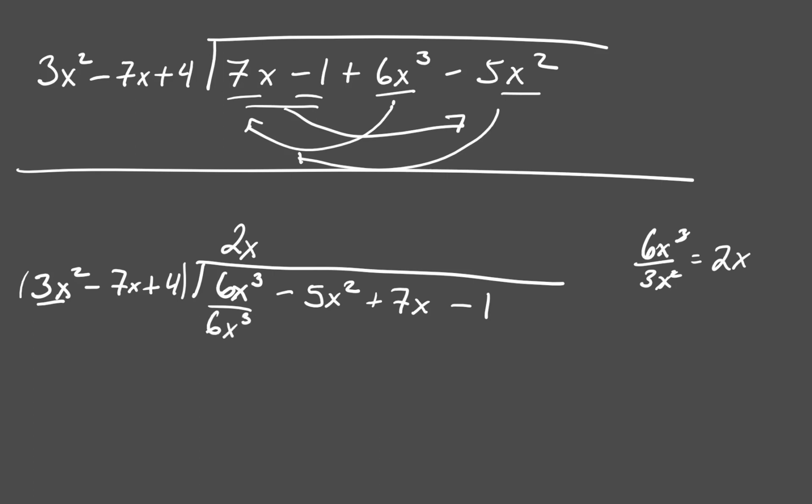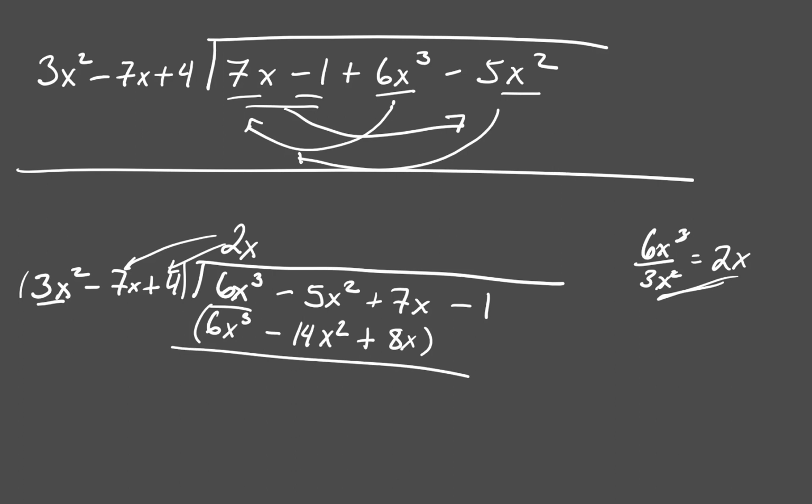So I get 6x cubed, which is good because those two terms should always match up perfectly, because we did this division so that they would. Minus 14x squared plus 8x, right? This is the minus 14, this is the plus 8. Okay, we're going to subtract that off. I get 0. Negative 5 minus a negative 14 turns into a positive 9x squared. 7 minus 8 is minus 1x, and then I've got a minus 1. Okay, 3x squared goes into 9x squared 3 times, so this is going to be a plus 3.